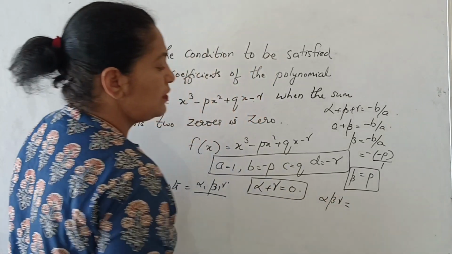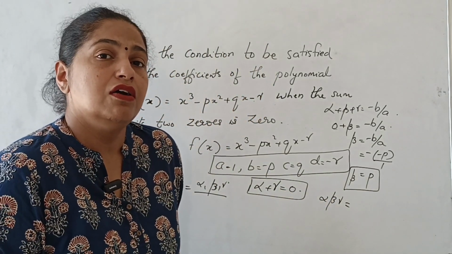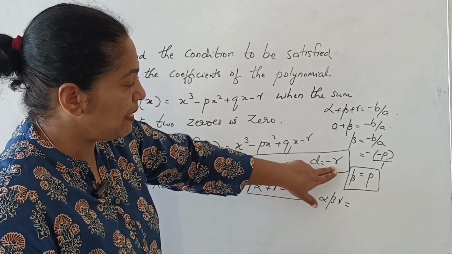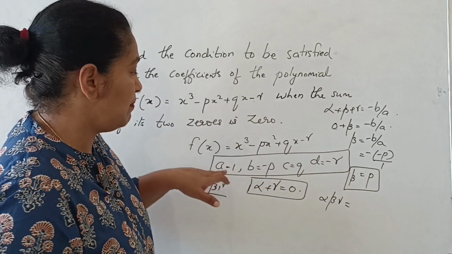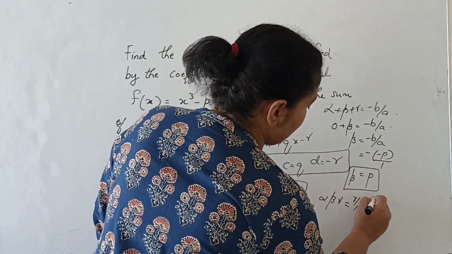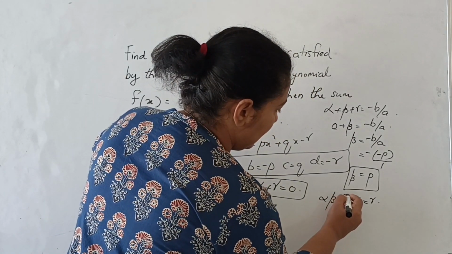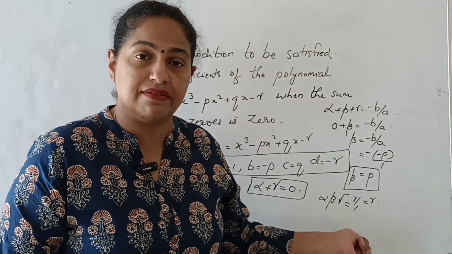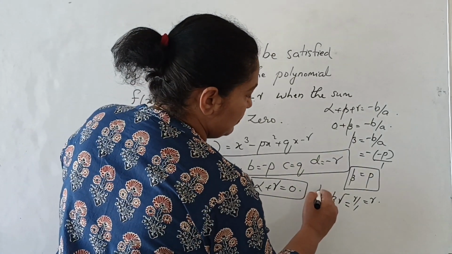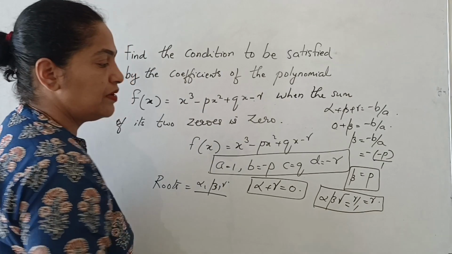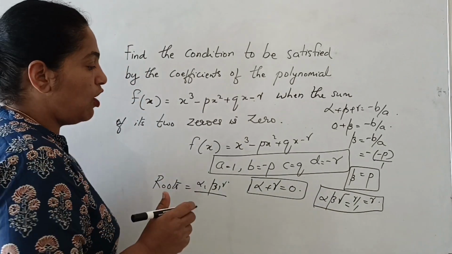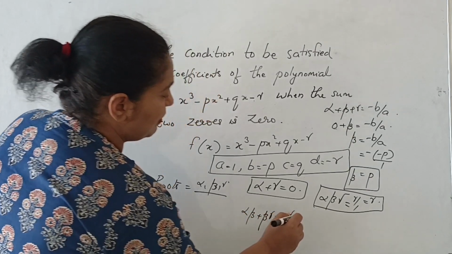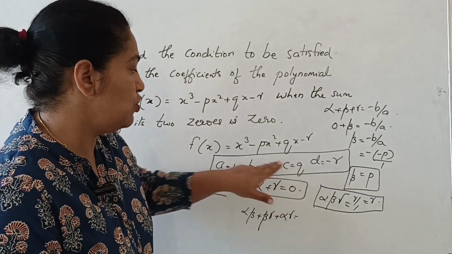So alpha into beta into gamma, can you say what will be the value? Alpha into beta into gamma is −d/a. What is the value of d? −r. So −d will become plus r by a, so we will get r by 1, which is r. I am putting a horn like thing over the gamma so that you can identify it as gamma. So alpha into beta into gamma is equal to r. Now let us do the complicated one, which is alpha beta plus beta gamma plus alpha gamma is equal to c/a, which is q/1, which is q.